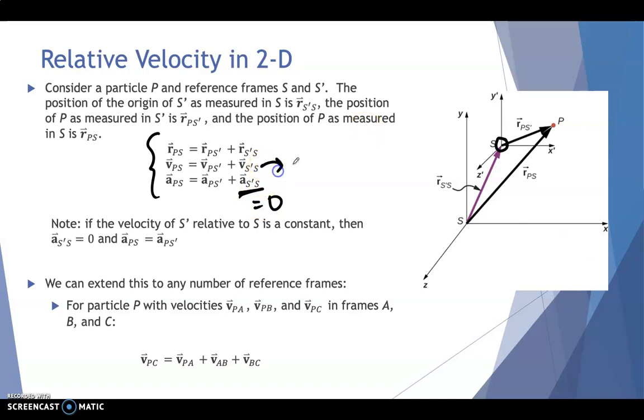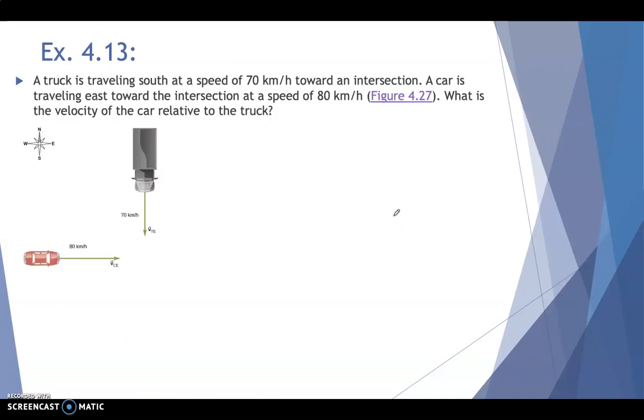So if this is equal to a constant, that's what it's stating. And we can extend this to any number of reference frames, so it doesn't just have to be 2, it could be 3 or however many reference frames. So this is an example of that for a particle with these velocities in frames A, B, and C. We can write these velocities. All right, so let's go ahead and do an example.